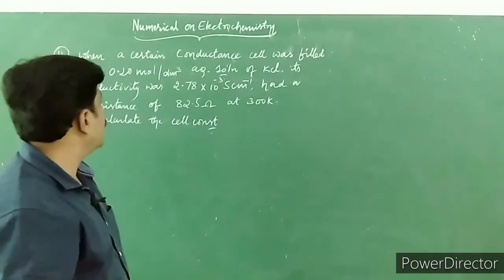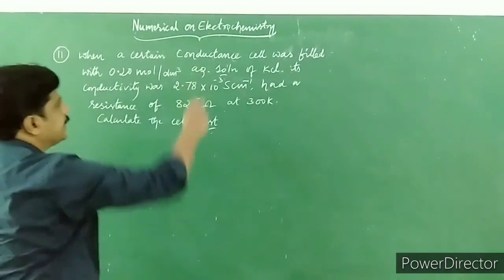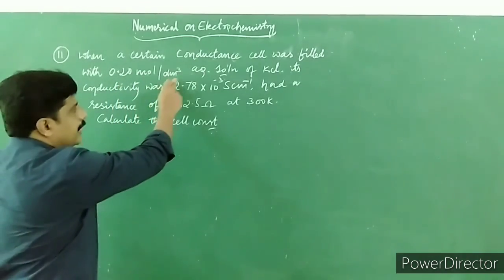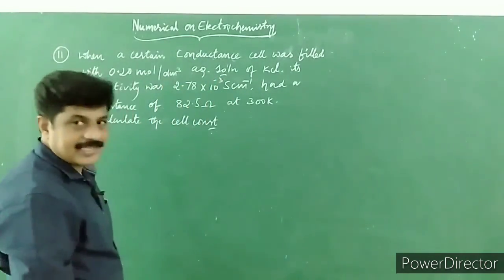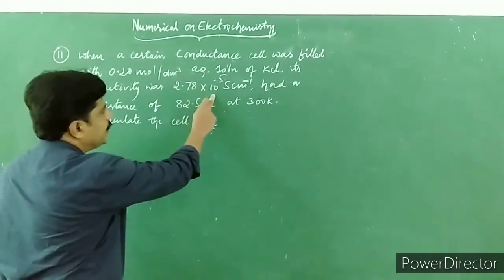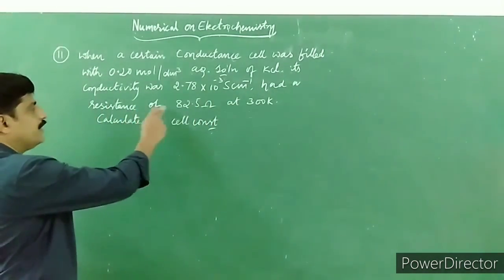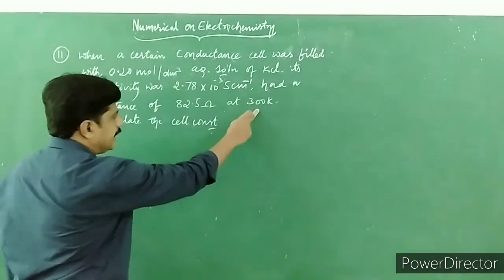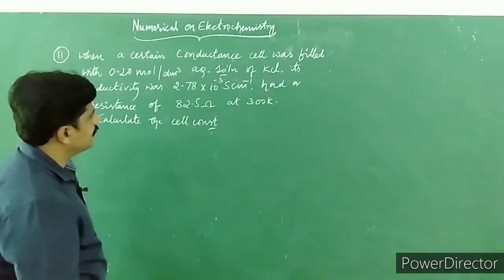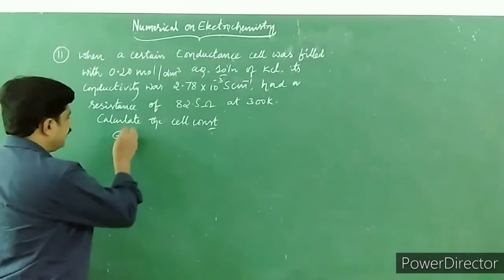Children, let us go ahead with one more numerical of a different type. When a certain conductance cell was filled with 0.20 mole per dm cube aqueous solution of KCl, its conductivity was 2.78 into 10 to the power of minus 3 Siemens per centimeter, and it had a resistance of 82.5 ohms at 300 Kelvin. Calculate the cell constant. Children, let me solve this numerical for you.